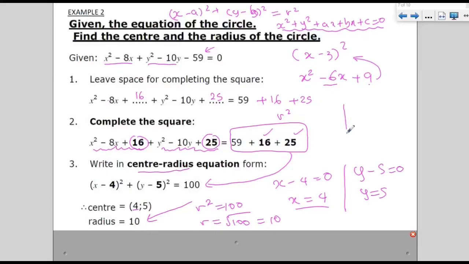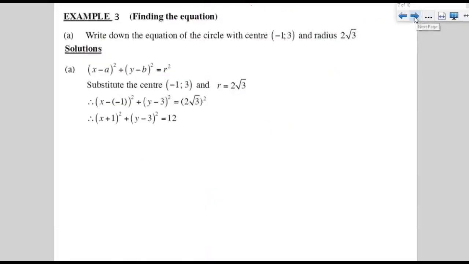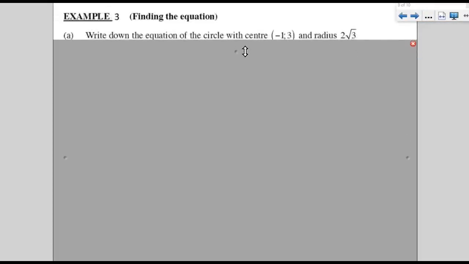Study this. This is an important method to remember for an exam. It does come out in an exam between 4 to 5 marks. Please, this is the one that I will practice. The third example is an easier one. And let's see what it entails.